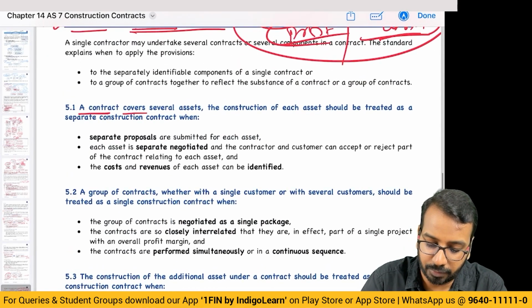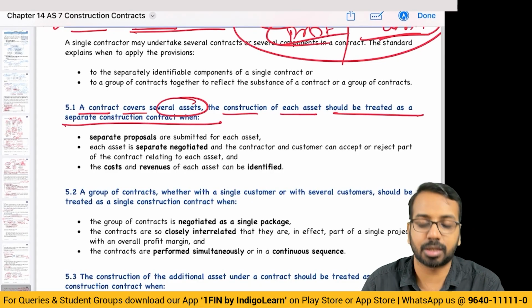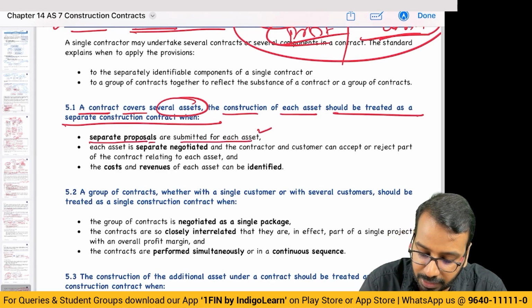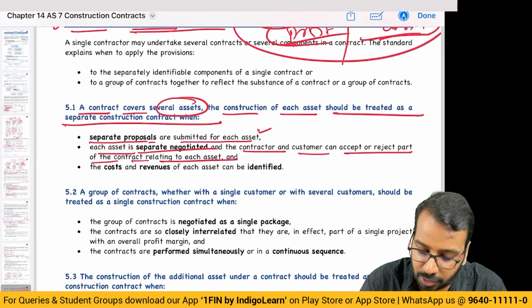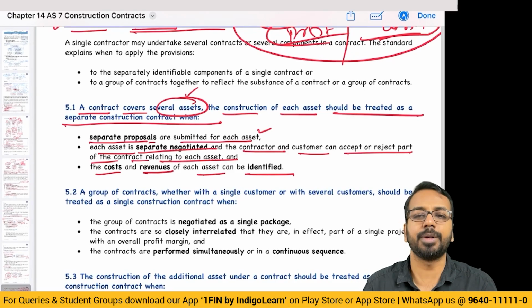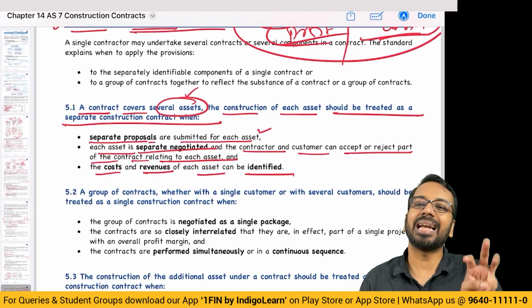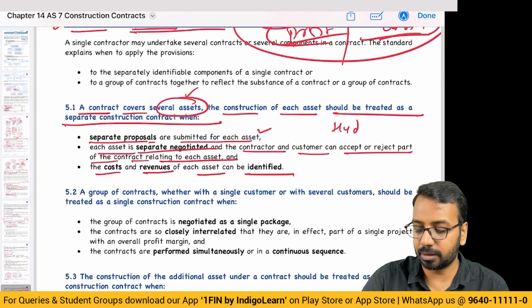If a contract covers several assets, the construction of each asset should be treated as a separate construction contract. When should we treat it separately? When separate proposals are submitted for each asset, each asset is separately negotiated, and the contractor and customer can accept or reject part of the contract relating to each asset, and the cost and revenue of each asset can be identified. Now, this could be a case, for example, I have to construct buildings at 3 locations. I have entered into a contract with you, 3 locations. Let us say Hyderabad, Chennai, and Bangalore.